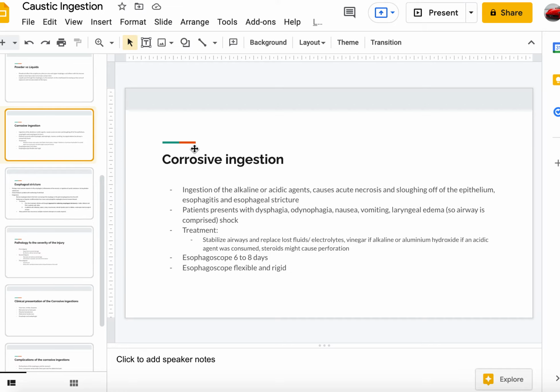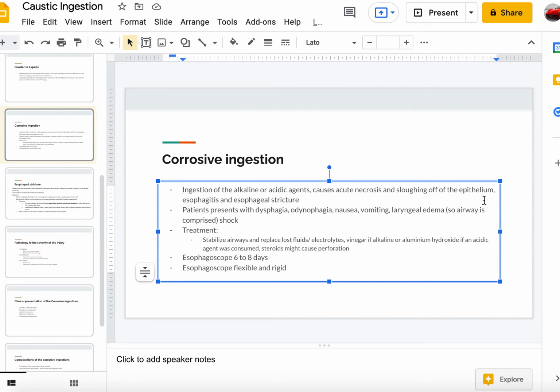What is the effect of these corrosive ingestions? Well, the effect is it causes necrosis. It causes sloughing off of the acute necrosis, sloughing off of the epithelium, and it may lead to esophagitis. It may lead to strictures. It may cause dysphagia, odynophagia, nausea, as we spoke about previously, and chest pain. We can get edema, so we can get shock.